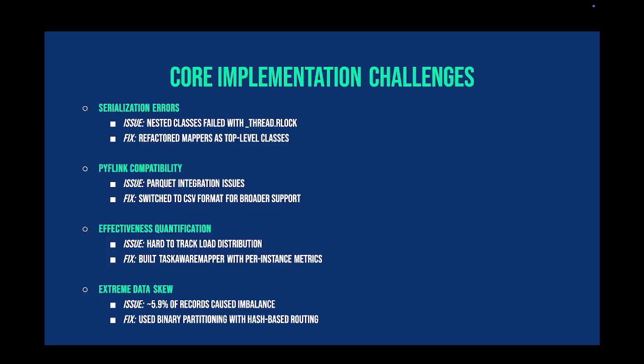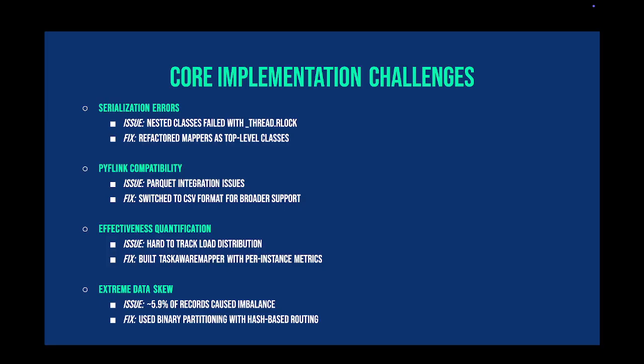Another big challenge was to track how well the tasks were distributed. To solve that, I built a class called TaskAwareMapper. It's a custom mapper that logs per task and per worker runtime metrics, which made it possible to actually quantify the distribution efficiency during the execution. Lastly, I had to manage data skew. Around 6% of the records had much higher load scores. I used hash-based binary partitioning to spread those evenly and prevent a few workers from getting overloaded.